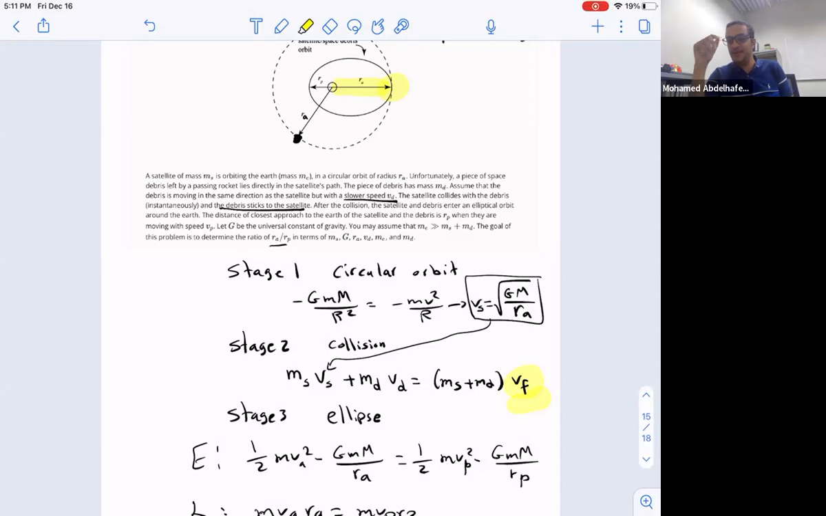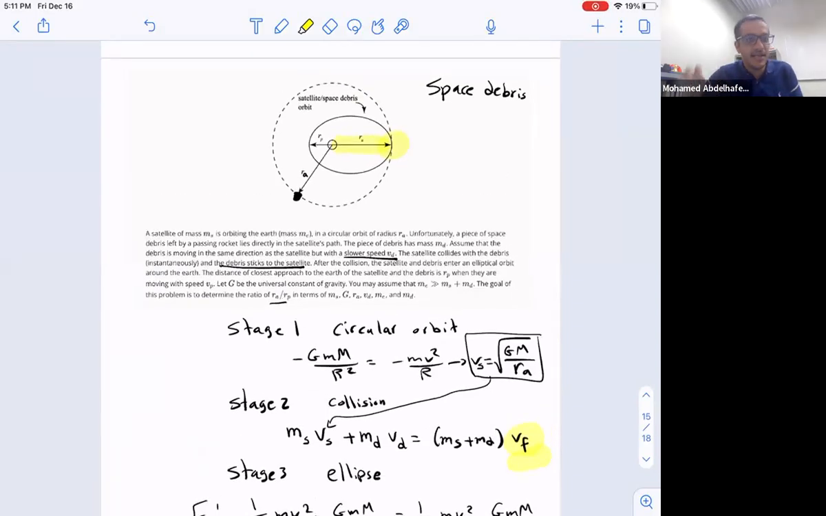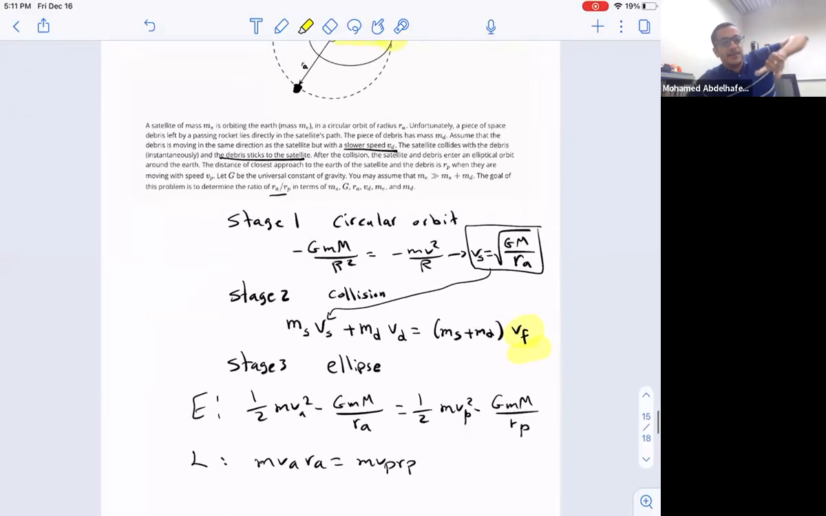You see what I'm saying? From the collision, you know V at this point, which is in an ellipse now, and you know the radius at this point is just the radius of the circle. So now we can use the two equations to find what the speed is on the other side of the ellipse, and what the radius is on the other side of the ellipse, because you have two equations and two unknowns. Does that make sense? Any questions?